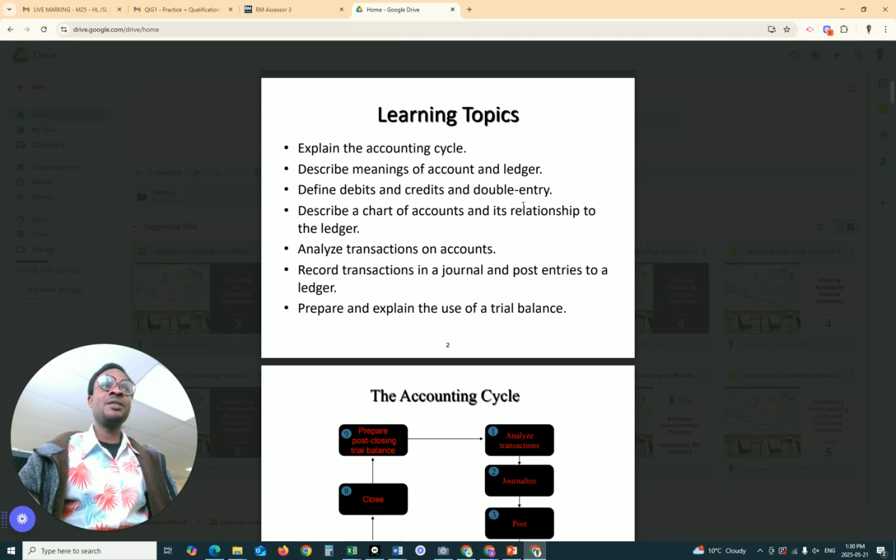The learning objectives include to explain the accounting cycle, describe meanings of account and ledger, define debits and credits and double entry, describe a chart of accounts and its relationship to the ledger, analyze transactions on accounts, record transactions in a journal and post entries to a ledger, and prepare and explain the use of a trial balance.